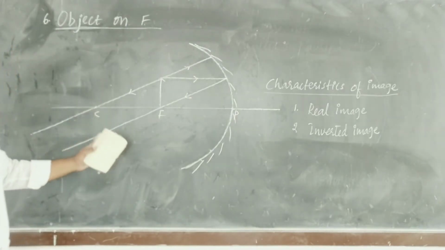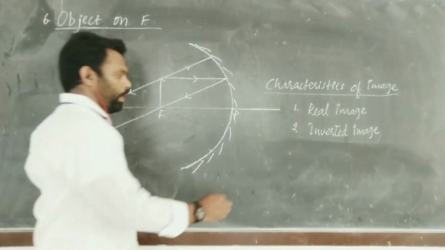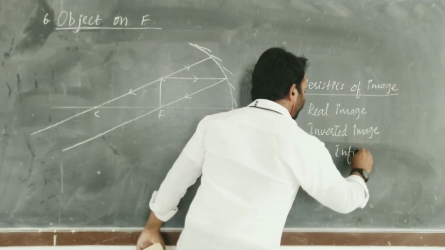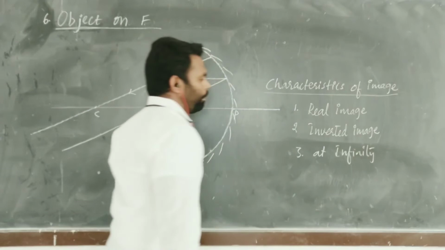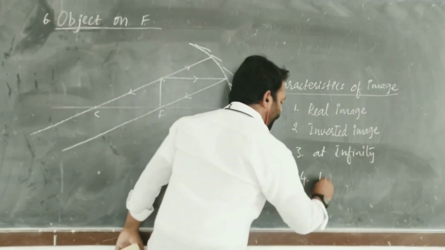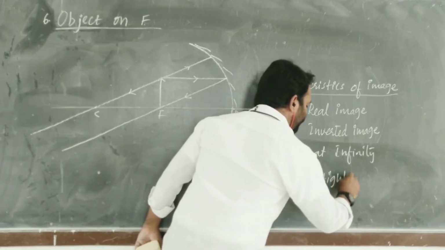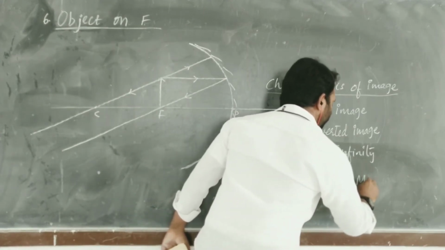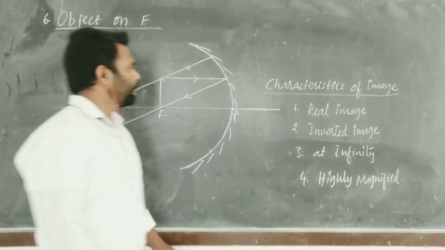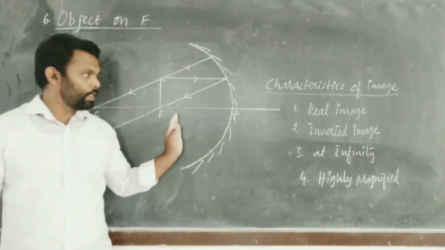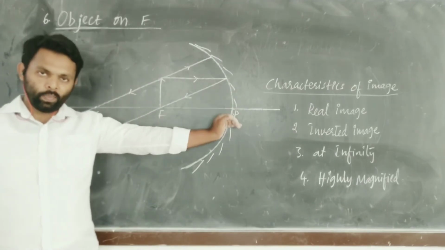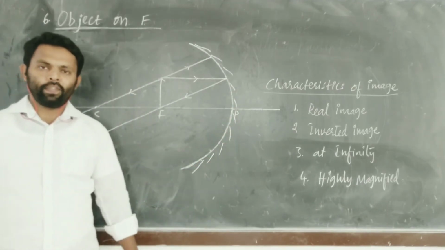So the reflected light rays are parallel to each other. So where is the image formed? At infinity. That image is a real image and it will be inverted, and as the image is formed at infinity, it is highly magnified or highly enlarged. So when the object is at focus, the image is formed at infinity, and the image is real, inverted, and highly magnified.